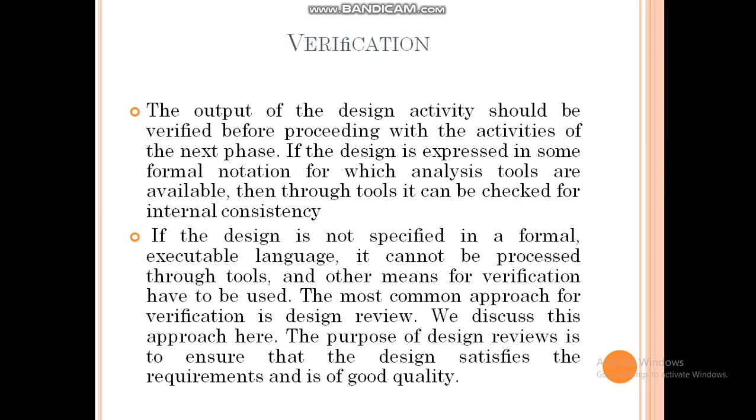Another one is project review. Project review is the formal method. A group of members verifies whatever the designers design in the system design and detailed design. So if the design is expressed in some formal notations, analysis tools are available.